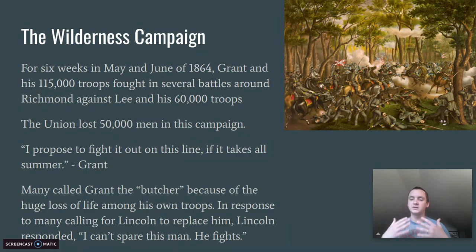We have to continue to press south. That's the only way that this war will end. We have the numbers, we have the resources. It will be costly, but it will bring about a resolution.